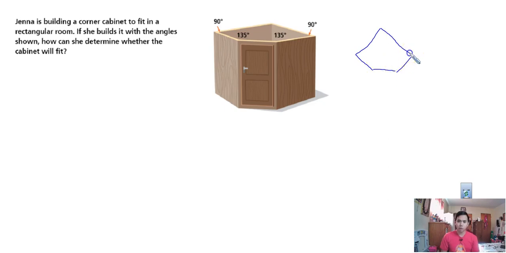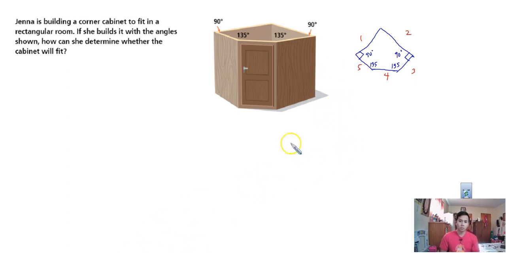Okay, so this is a 90 degree angle, so 90. It's 90, and these two are both 135. Okay, so step one is we have to find the sum of the interior angles. The figure has how many sides? 1, 2, 3, 4, 5. Basically, it's a pentagon, but it's not a regular pentagon.